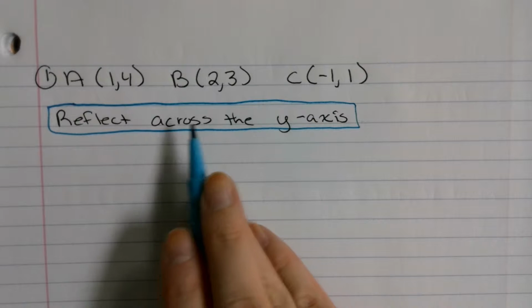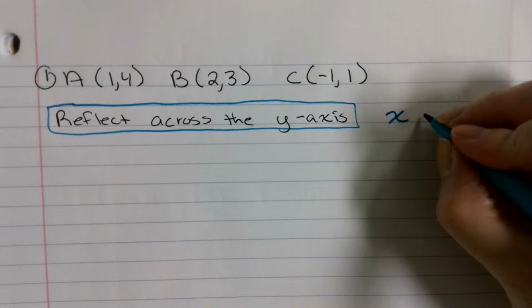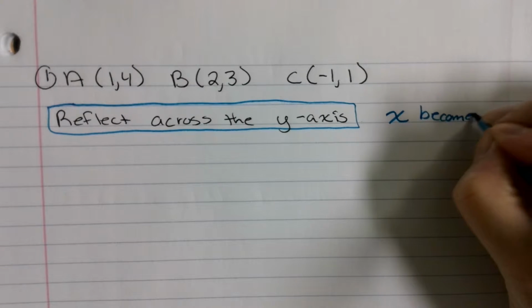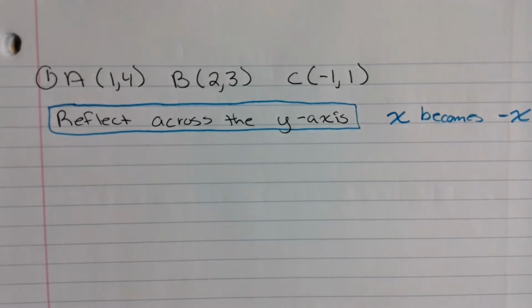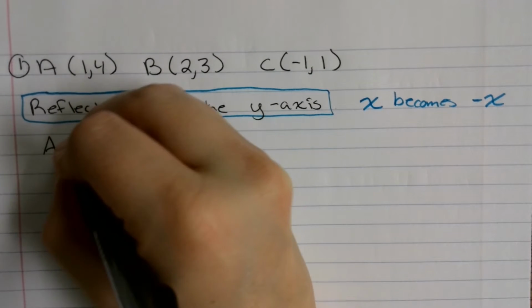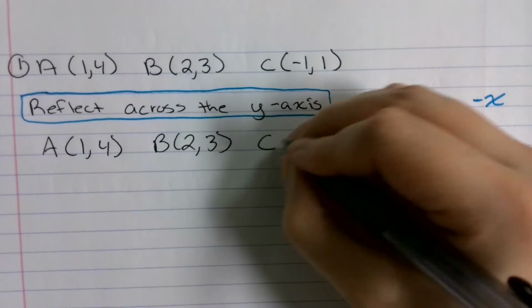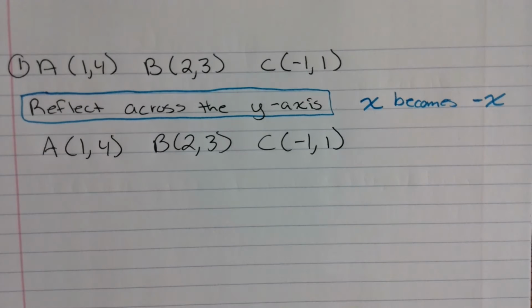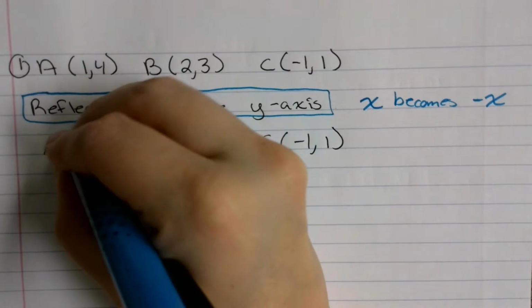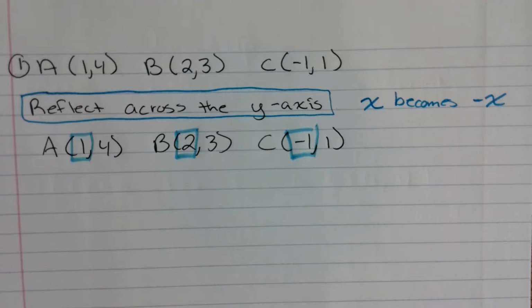So in this case, because we're reflecting across an axis, a y-axis, x becomes the opposite. X becomes the opposite of x. So when we start off with A equaling 1, 4, B equaling 2, 3, and C equaling negative 1, 1, the only thing that's going to get affected is the x-coordinate of each of these points. So that 1, that 2, and that negative 1 are the only things that are going to change.